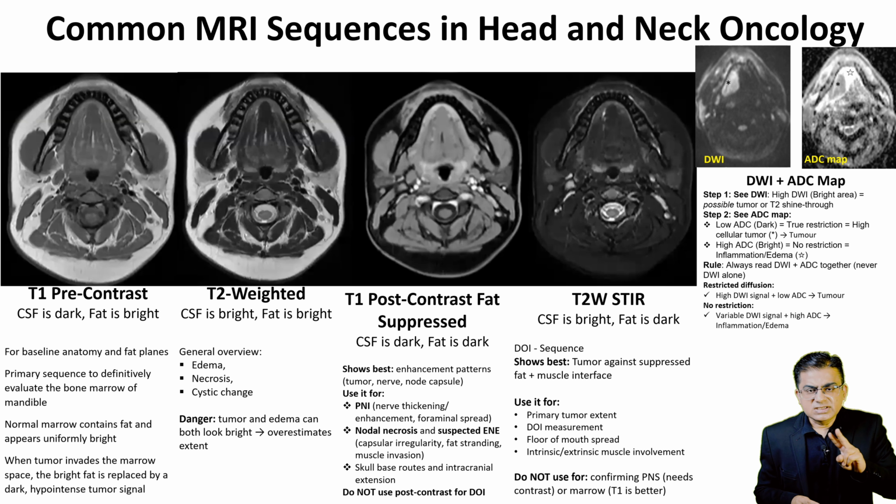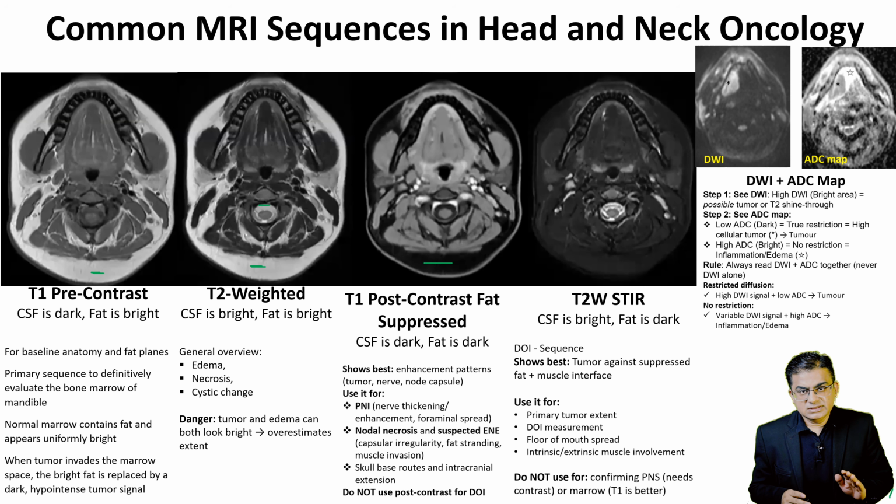Look at 2 things in each sequence: CSF color and fat color. In T1 pre-contrast, CSF is dark, fat is bright. This is your sequence which shows the anatomy well. It shows muscles and fat spaces well. So this sequence shows the baseline anatomy and fat planes.